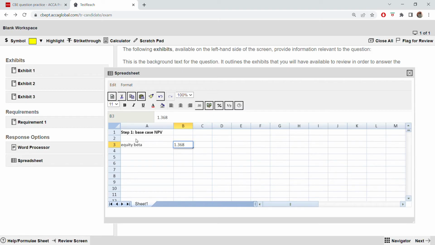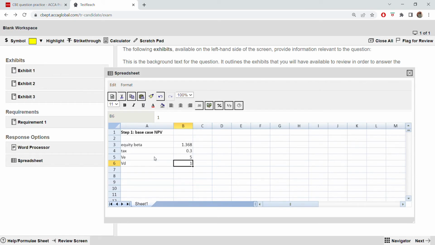1.368 is your equity beta. What else you need in that formula? Tax. What is the rate of the tax? 30%. Just write 0.3. What else? VE and VD. Equity and debt. What is equity? How much? 5 is your equity. Debt is 1, because 1 is to 5.